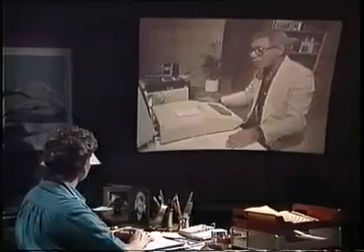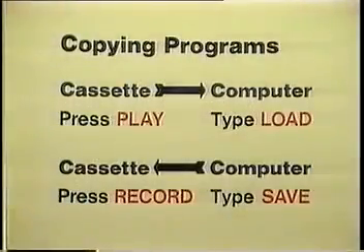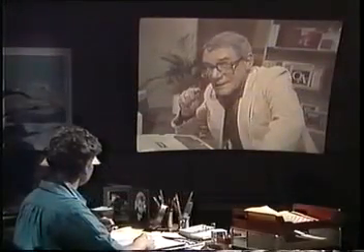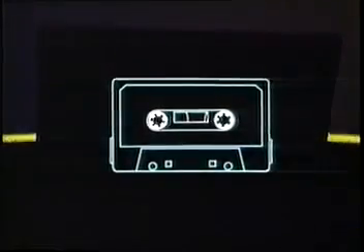So that's how you keep a program on a cassette. Let's recap that. To copy a program from a cassette into the computer, you press play on the cassette and type load on the computer. To copy a program from the computer onto a cassette, you press record on the cassette and type save on the computer. And to save a program on a disk, do I put a blank disk into the disk drive and type save? Yes, but the disk must not be completely blank. It must first have been formatted. And let's have a look at what formatting is all about.